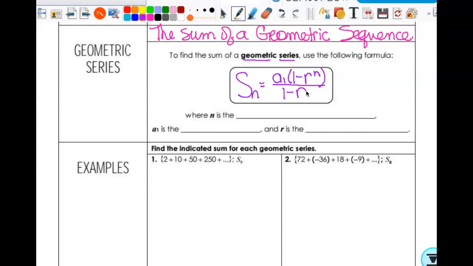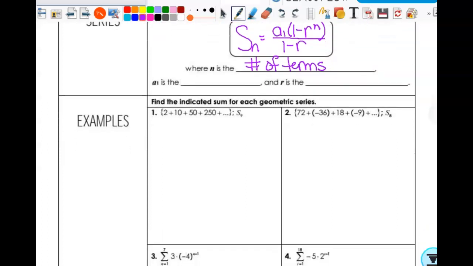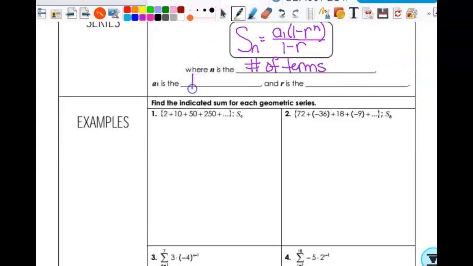So n is the number of terms still. A sub 1 is the first term. Remember, that doesn't always necessarily mean it's literally a sub 1. It means the first term that you are using in your series. So depending on where you start, you've got to start with that one. And then r is the common ratio.